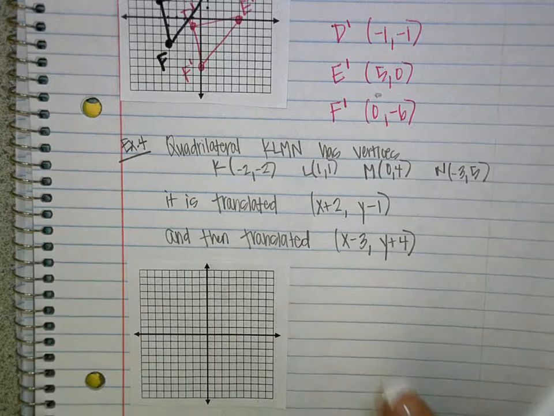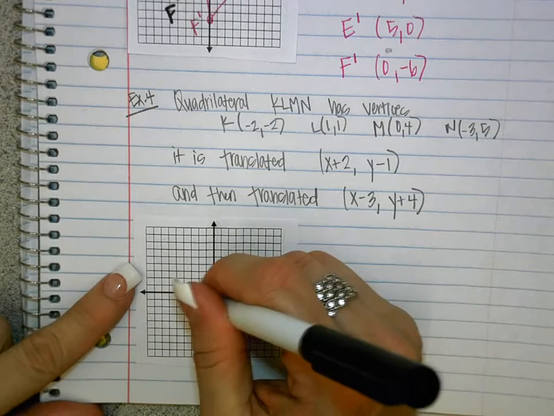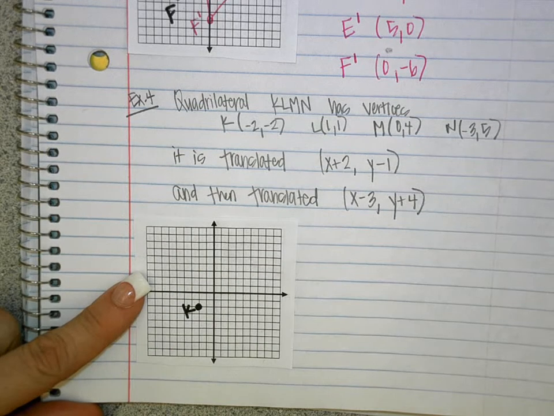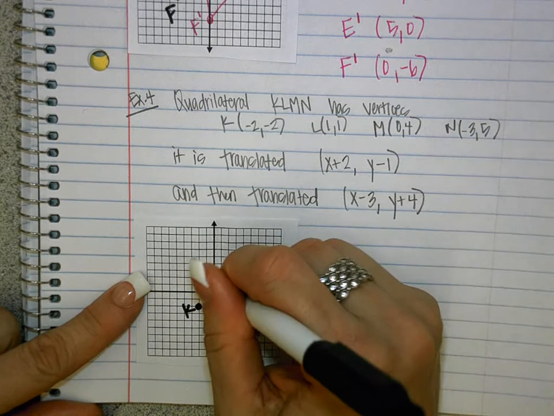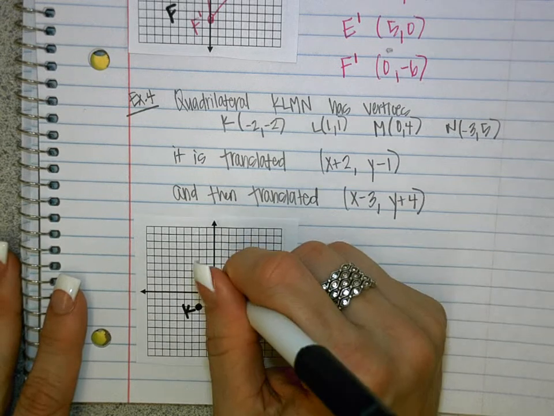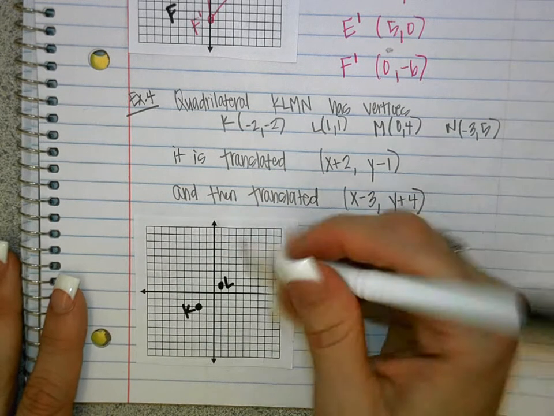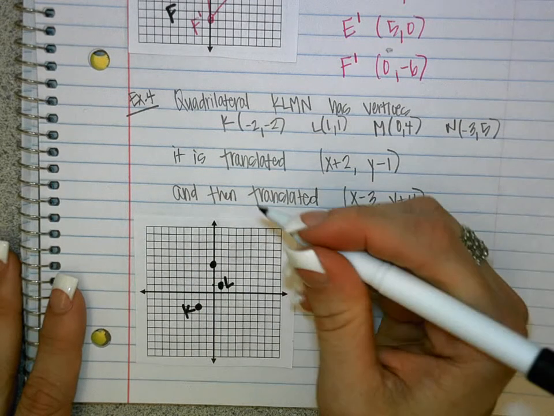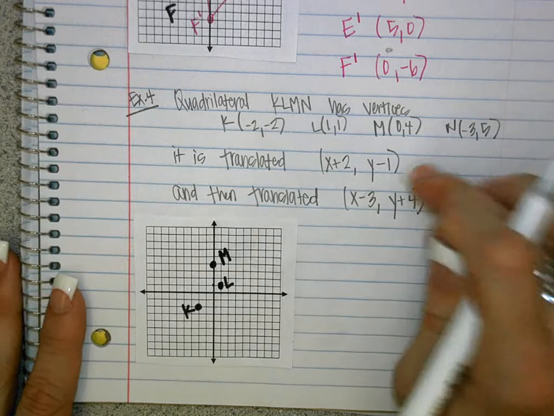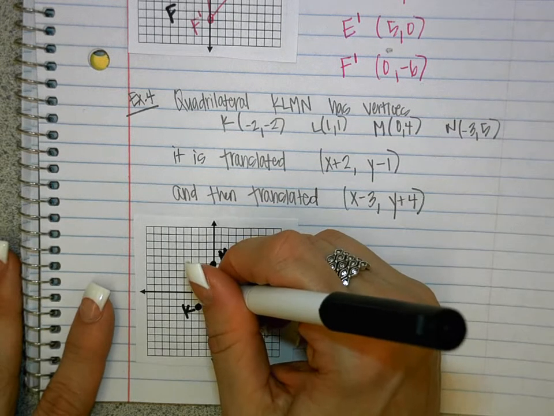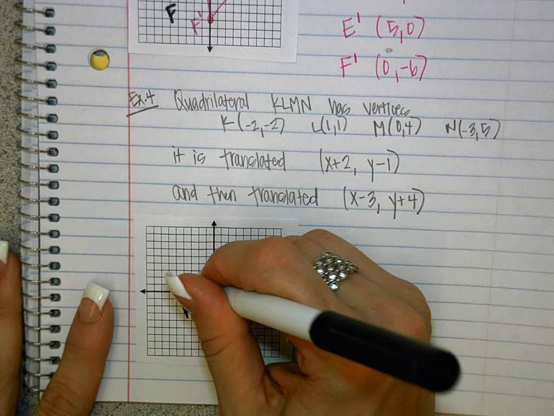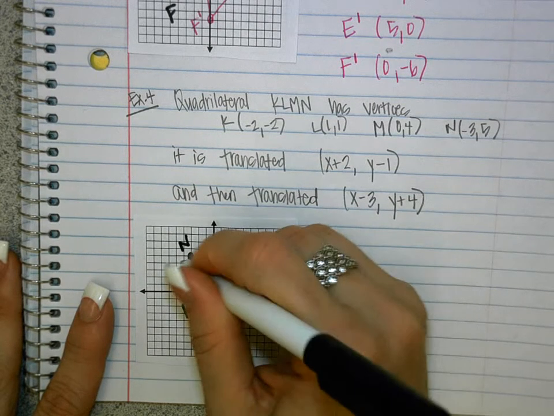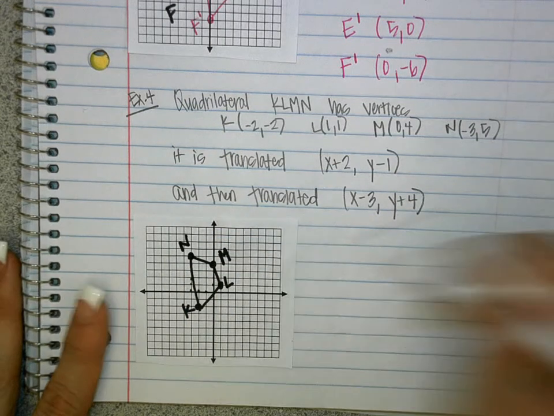So start by putting your original locations. K is at -2, -2, so that means 2 left, 2 down is your original K. L is at over 1, up 1. M is at 0, 4, so over 0, up 4. And N is at -3, 5, so left 3, up 5. Connect those and we'll make a quadrilateral.